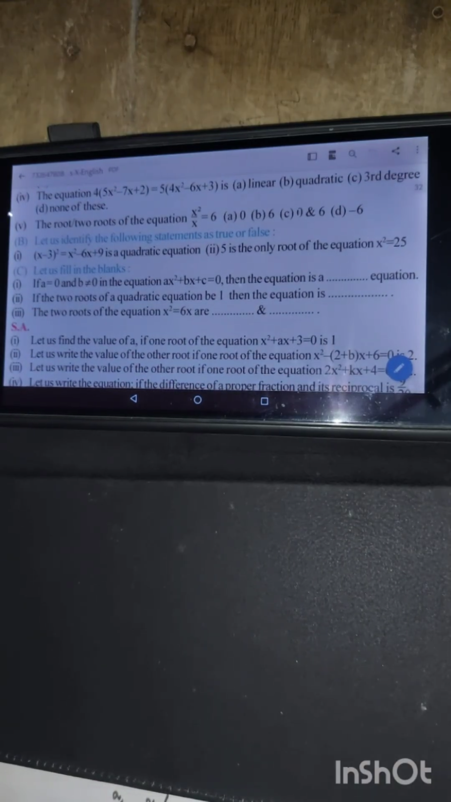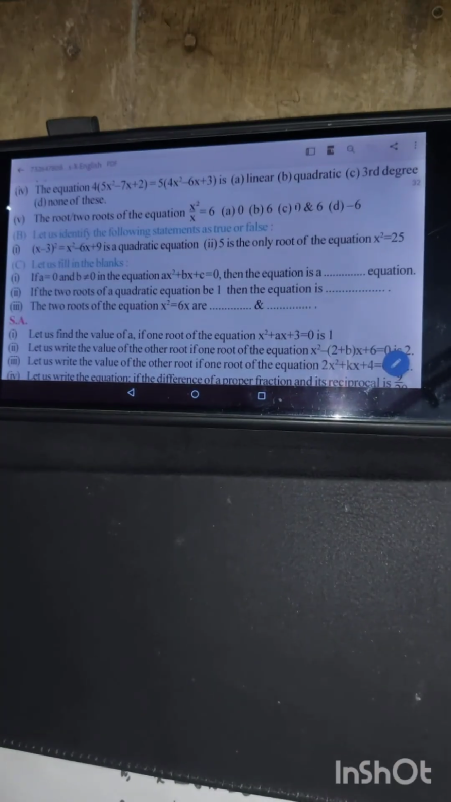Part B says true or false. Roman 1: (x minus 3) whole square equal to x square minus 6x plus 9 is a quadratic equation. And Roman 2 says 5 is the only root of the equation.